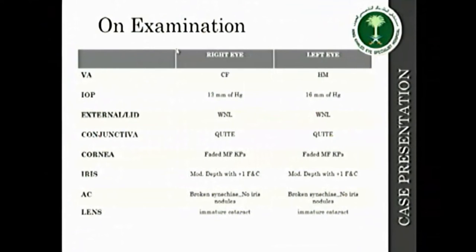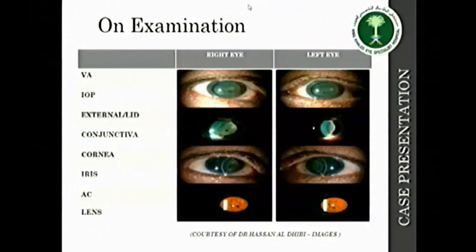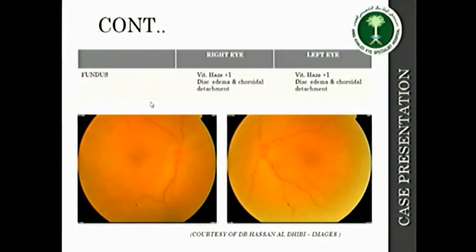On examination, the right eye counts fingers, the left eye hand motion. IOP within control, 12 and 16 for the left eye. Lids within normal limits, both eyes. Conjunctiva quiet, both eyes. Cornea: there are faded mutton-fat KPs, both eyes. Iris: moderate depth anterior chamber with plus one flare and cells, both eyes. There are broken synechiae and no iris nodules, both eyes. Lens: immature cataract, as we can notice in this image. Fundus examination: vitreous haze plus one with disc edema and choroidal detachment, both eyes.